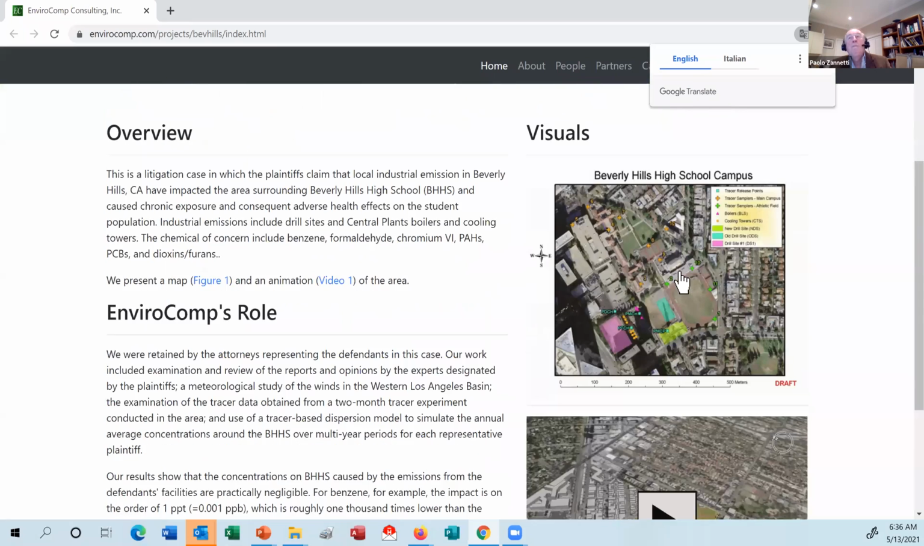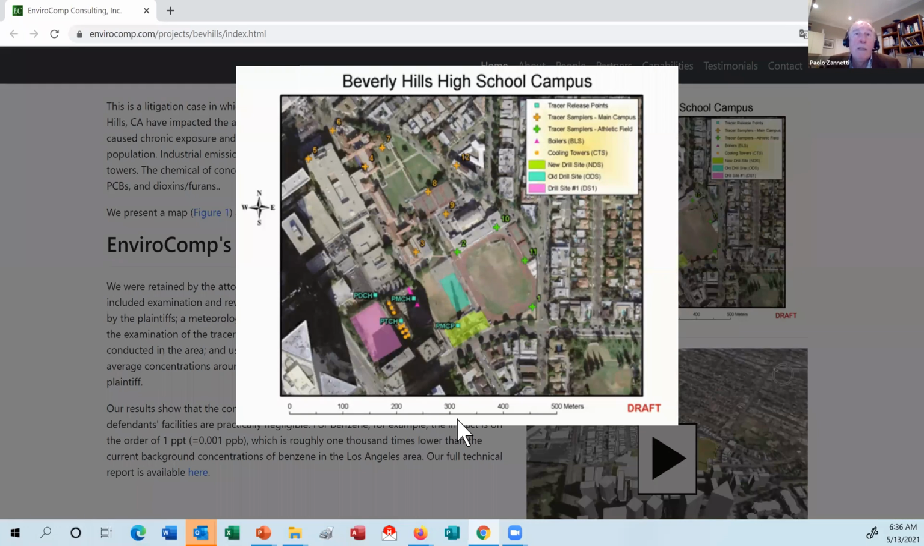This school is located here. This is the football field where they play football. And these are all the buildings of the school. And believe it or not, in the past, we had oil extraction facilities in this area. Only one well is left now, which is here, still very close to the school. But in the past, we had a lot of oil extraction facilities.